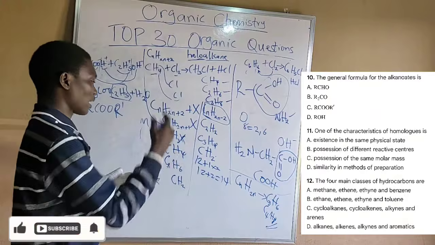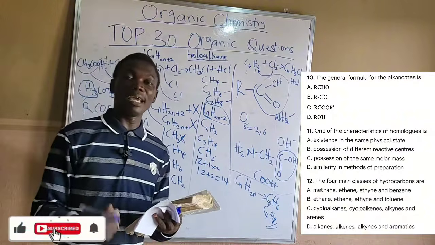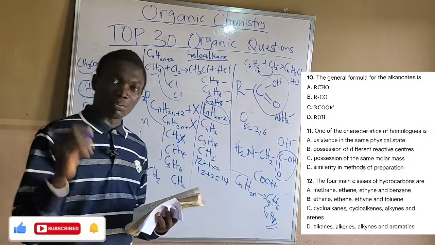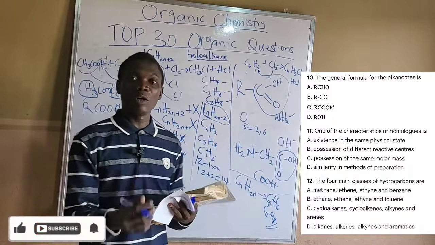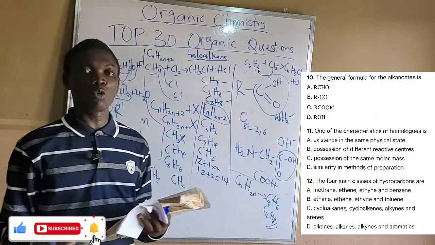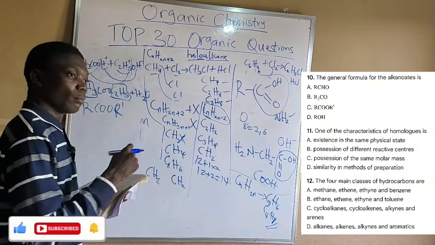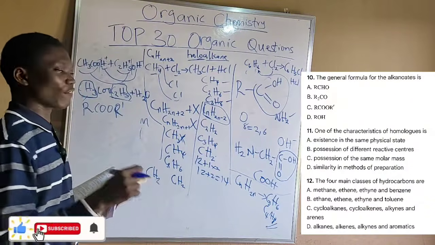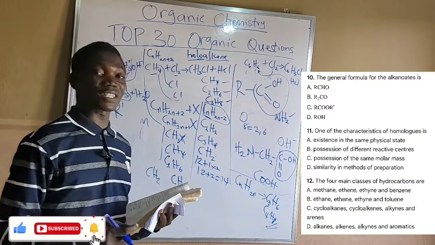And likewise, in alkanes, the same way you prepare ethene is the same way you prepare propane, butane, like that. And the same thing is applicable to alkynes. The same way you prepare ethyne is the same way you prepare propyne, like that. So they have the same method of preparation, but their physical properties are different. They are different physically. Why?